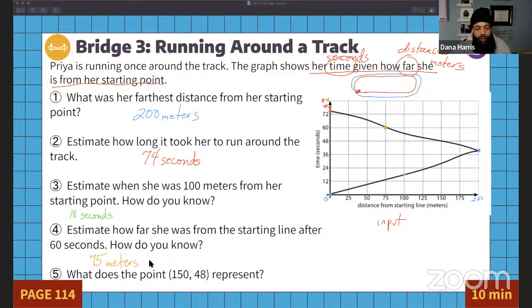Last but not least, what does the point 150, 48 represent? 150 and 48 represent Priya. Notice the X coordinate is the distance, the Y coordinate is the time. So Priya was 150 meters from the starting point after 48 seconds, because the Y value is the time.